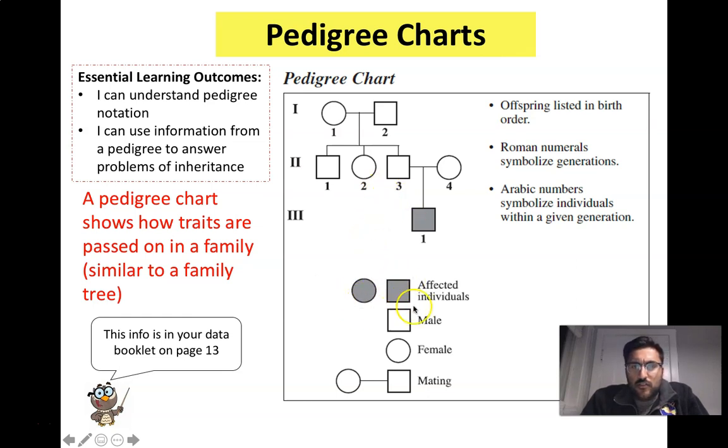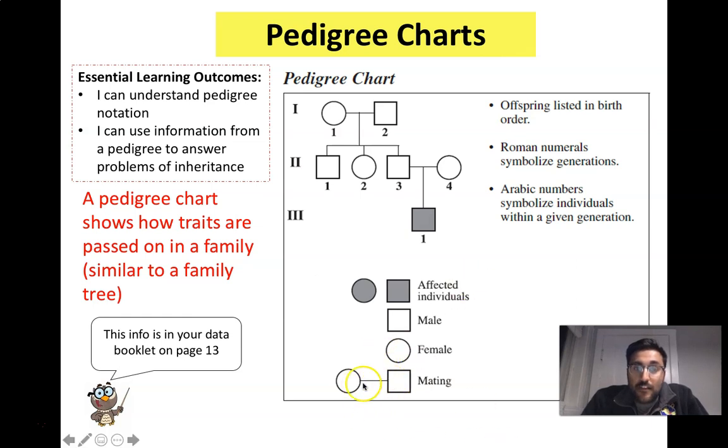Circles are females, squares are men. If it's shaded in, they are affected by that trait. And to be affected means that you just have the trait. You could have a disease and be affected by that trait, that's a genetic disease, or you could have blue eyes. And if you have blue eyes, then you'd be shaded in because you're affected by the blue eye gene. And if you don't have blue eyes, you would not be shaded in because you would not be affected by the blue eye gene. You'd have some other eye color.